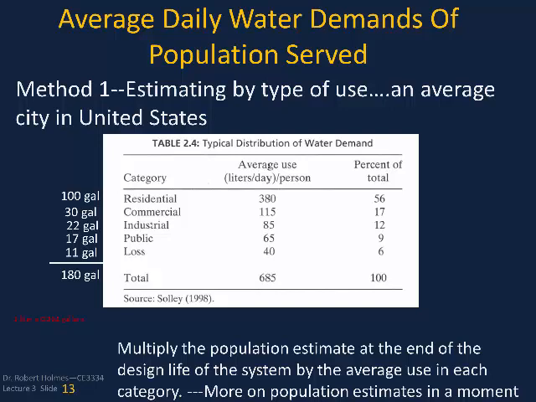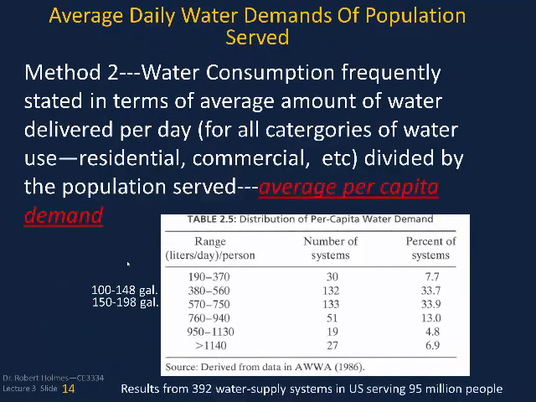There's going to be some leakages in the system, and so you have some loss. That's about 11 gallons per day, which is quite a bit. So total is about 180 gallons per person per day to take care of all the uses, and you'd multiply that by your population estimate. And you don't want to use the population that's currently in your service area today, but you want to look at the end of your design life. And so you need to estimate your population at the end of the design life. And so we'll talk a little bit more about that in a second.